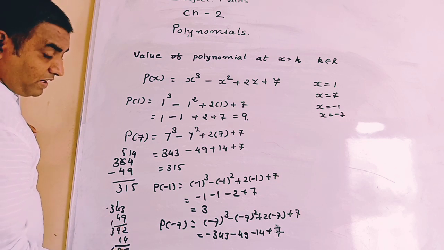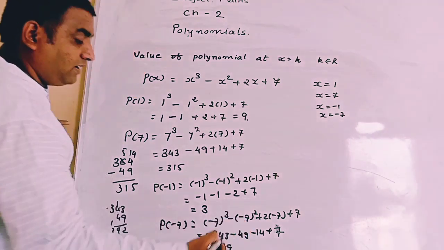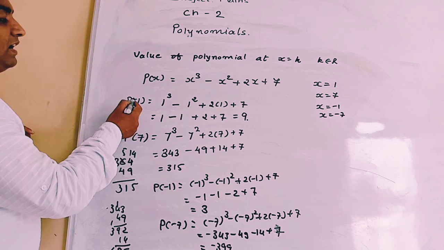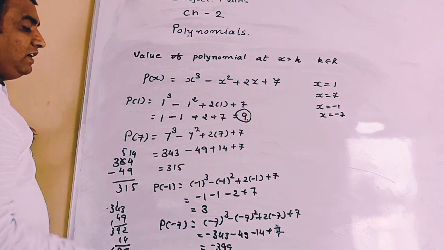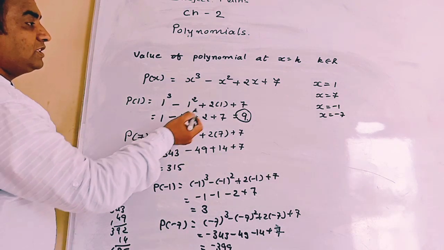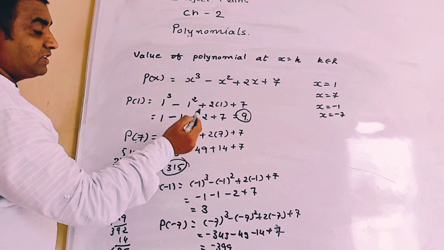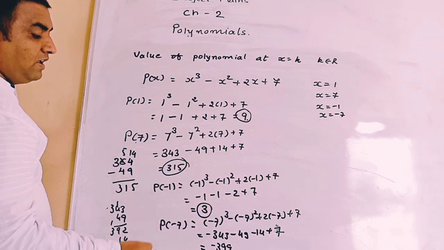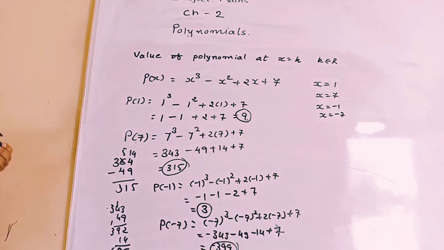406 minus 7 will be minus 399, and so we can say that if x equals 1, this polynomial has the value 9. If x equals 7, this polynomial has the value 315. If x equals minus 1, this polynomial has the value 3. And if x equals minus 7, it has the value minus 399.